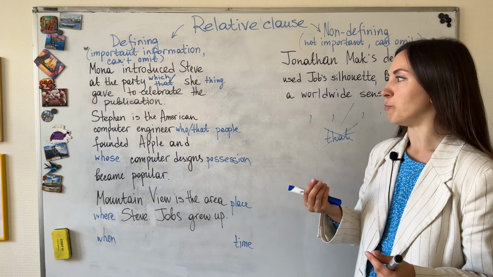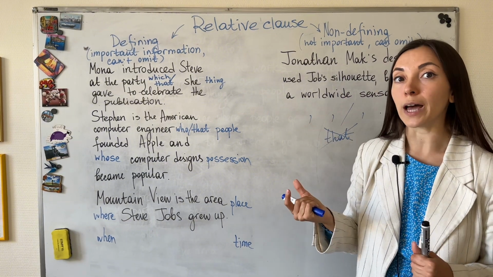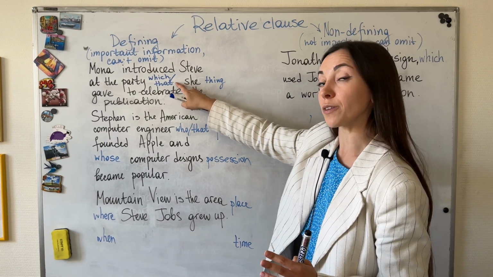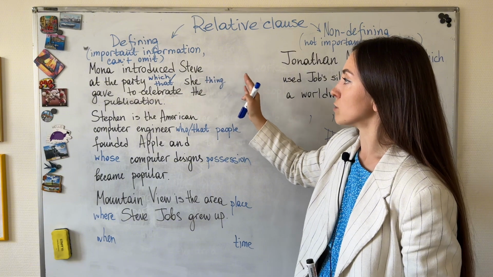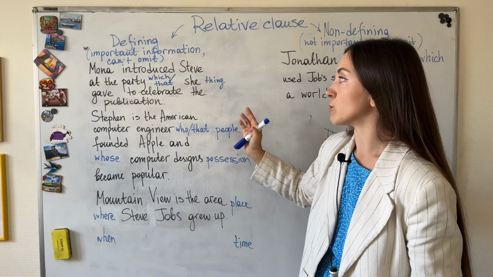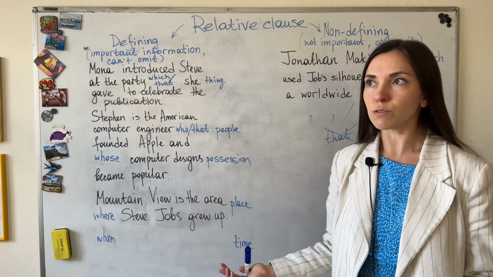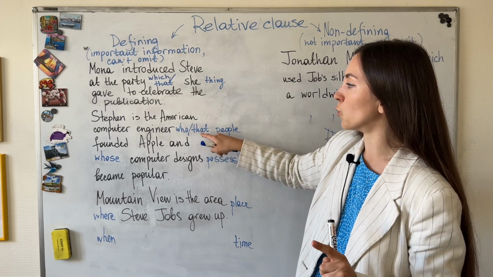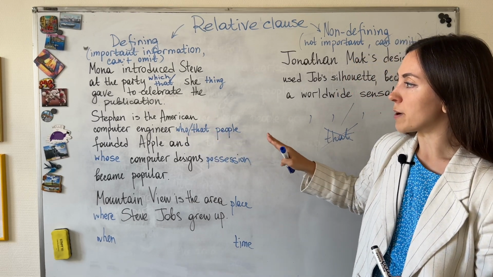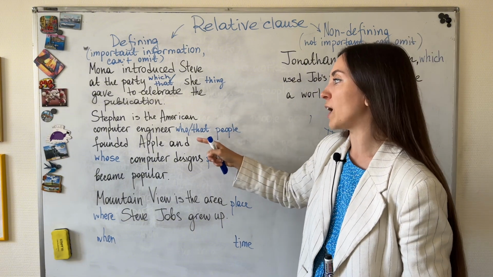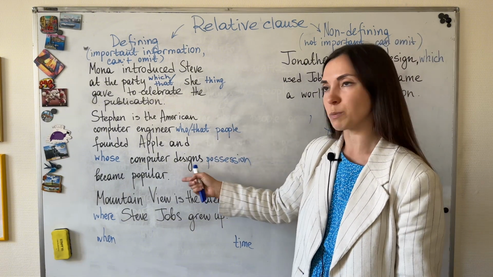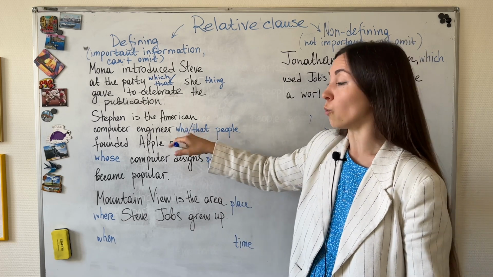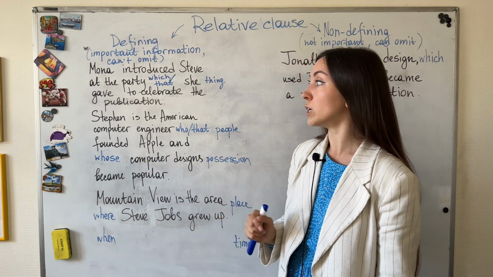Okay, where can we omit the relative pronouns? For example, here, can I not use which or that? Mona introduced Steve at the party she gave to celebrate the publication. Also sounds fine, yeah? So sometimes. What about here? Can we omit who or that? Steven is the American computer engineer, founded Apple, and computer designs became popular. No, not really. We cannot omit who or that or whose.